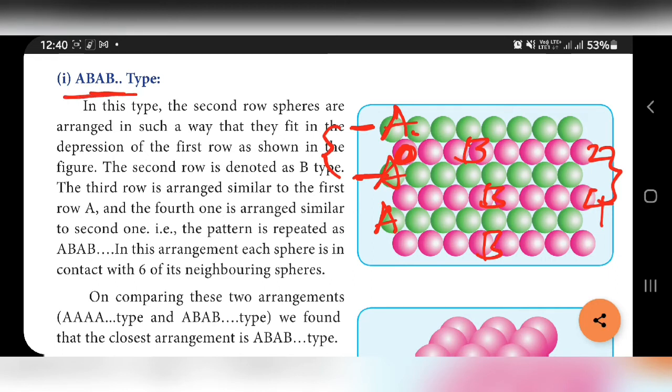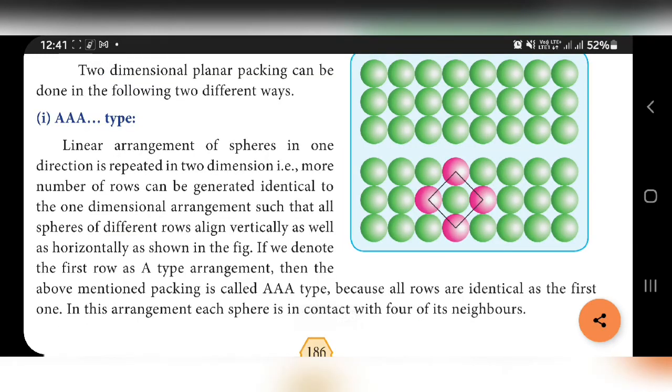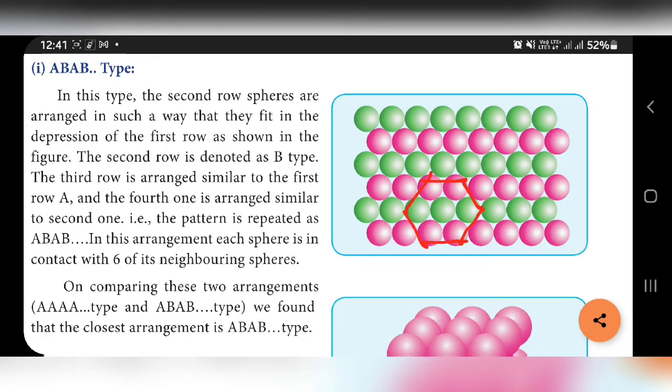In this arrangement each sphere is in contact with 6 of its neighbor spheres. Take any one atom, this atom is in contact with 1, 2, 3, 4, 5, 6, totally 6 atoms. So in this arrangement each sphere is in contact with 6 of its neighbors. So this is called cubic arrangement in AA type, and hexagonal type in AB type.